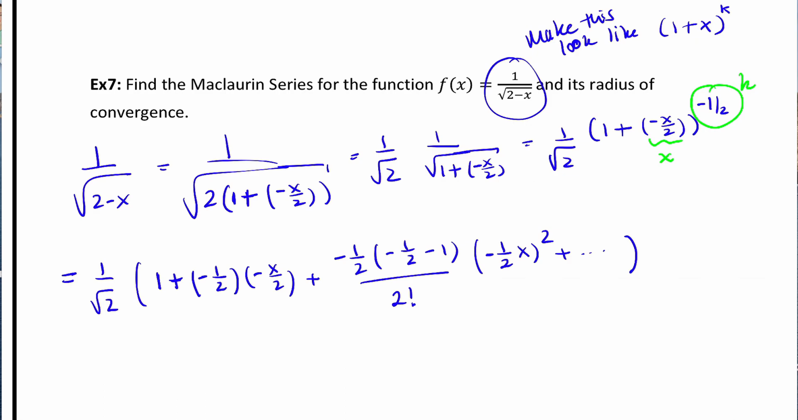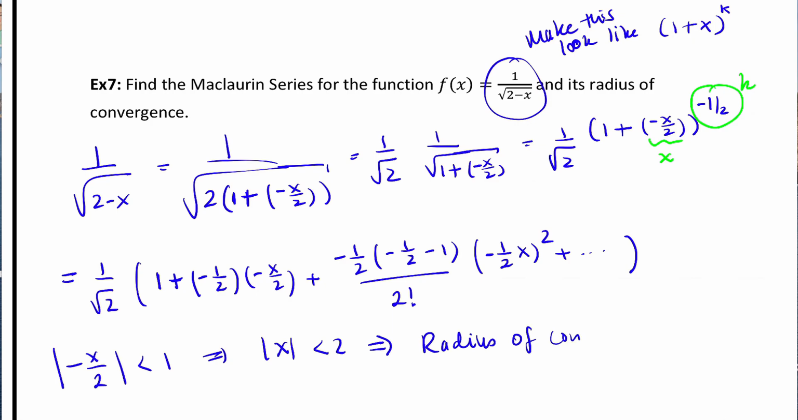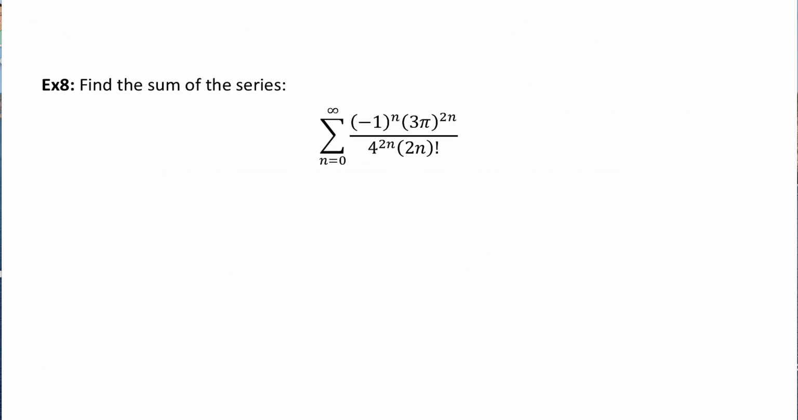And then I know that this is the case if the absolute value of negative x divided by 2 is less than 1. Well, this implies that the absolute value of x is less than 2, right? Because I have to multiply by 2. And then this is my radius of convergence. So radius of convergence is 2. All right, so next example.